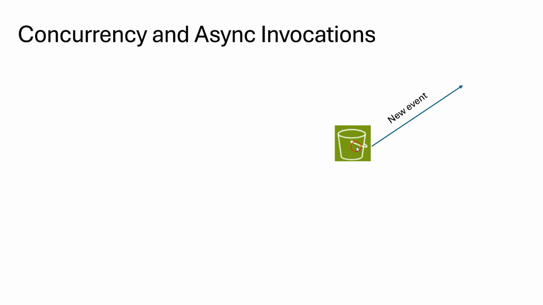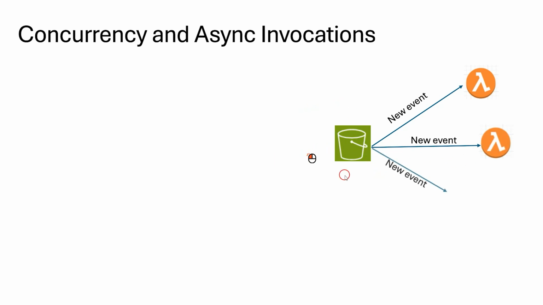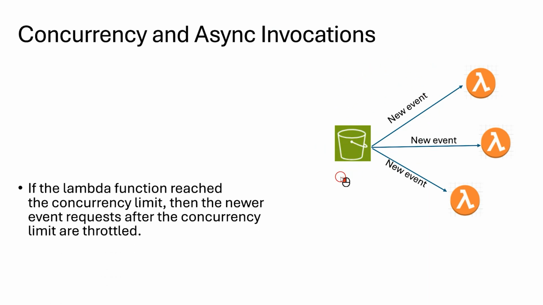For example, if I keep an object in the S3 bucket, a new event will be triggered and it will invoke a Lambda. Similarly, another object and another Lambda, another object, another Lambda. Likewise, if you add 10 objects into this S3 bucket, 10 Lambda invocations can happen simultaneously, right? And what if it reaches the limit? For example, 10 concurrent invocations. What if it reaches the 10 concurrent invocations? We know it will throttle. But how asynchronous invocations will handle that, we'll have a look now.